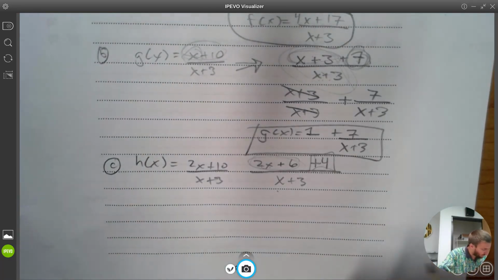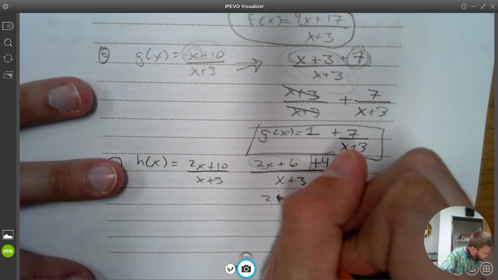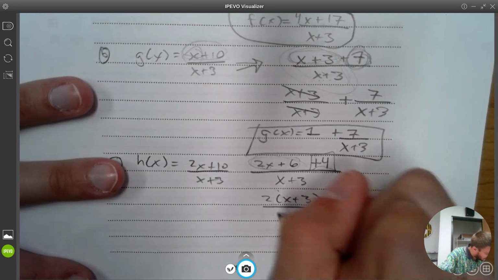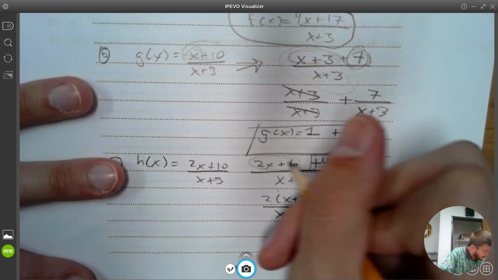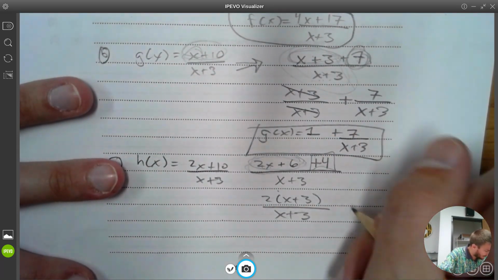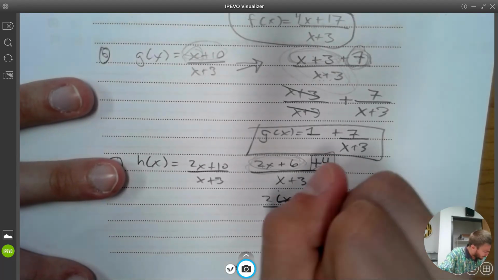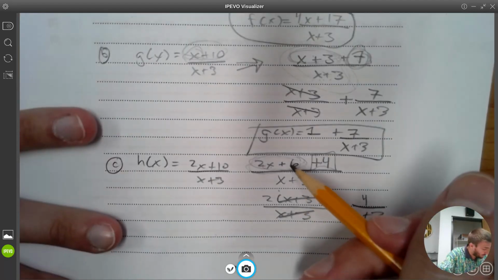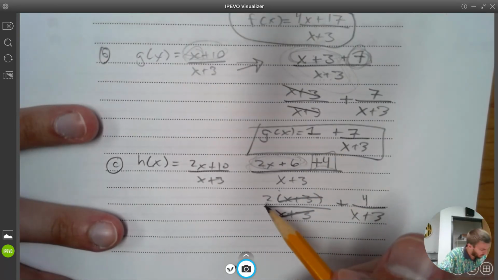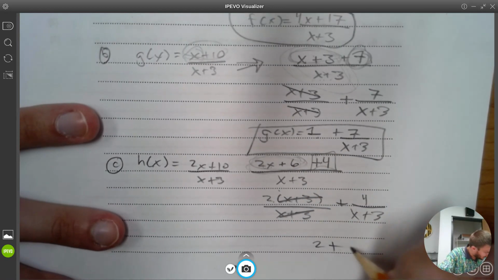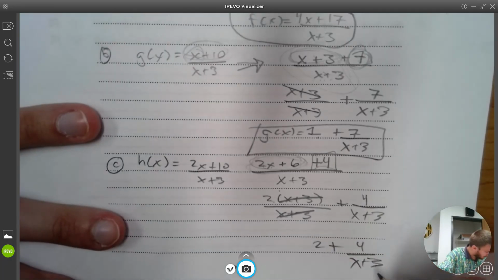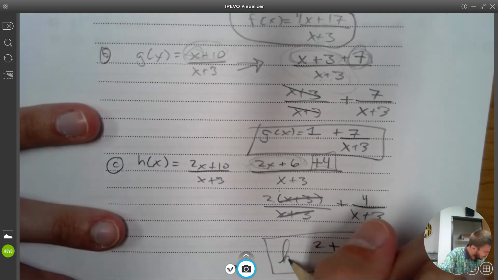And then we can do this whole process pretty quick. 2 times x plus 3 over x plus 3. That was GCF factoring of this part just to make it easier for you. Hopefully that didn't lose you. x plus 3 over x plus 3. Now that we did a double pair, instead of leaving behind a 1, we're going to leave behind a 2. 2 plus 4 over x plus 3. That's h of x.